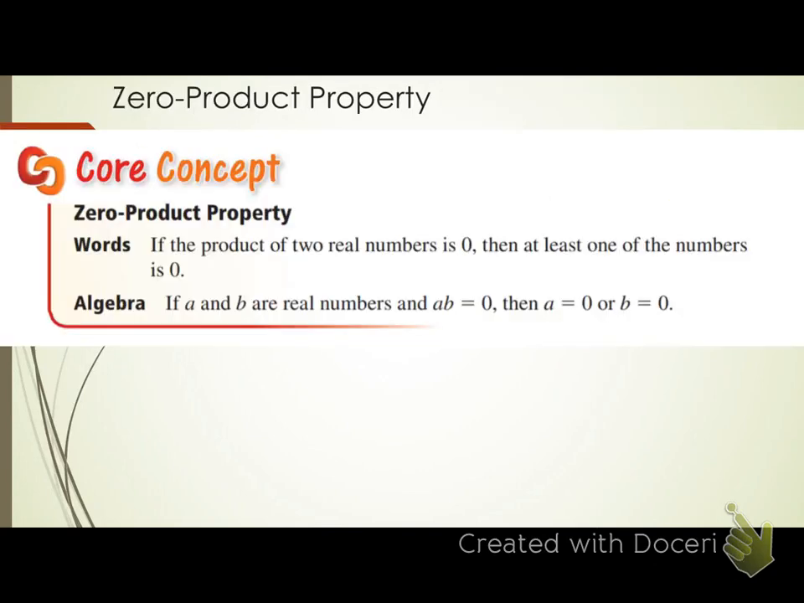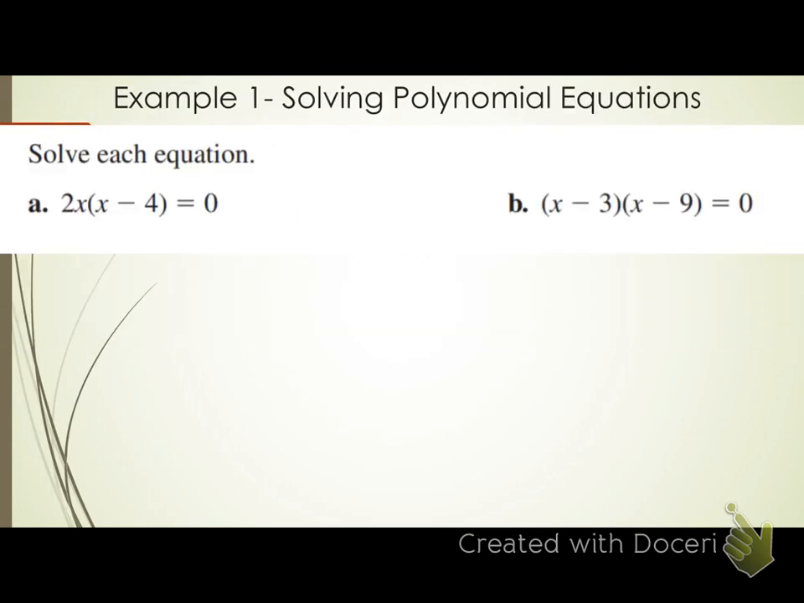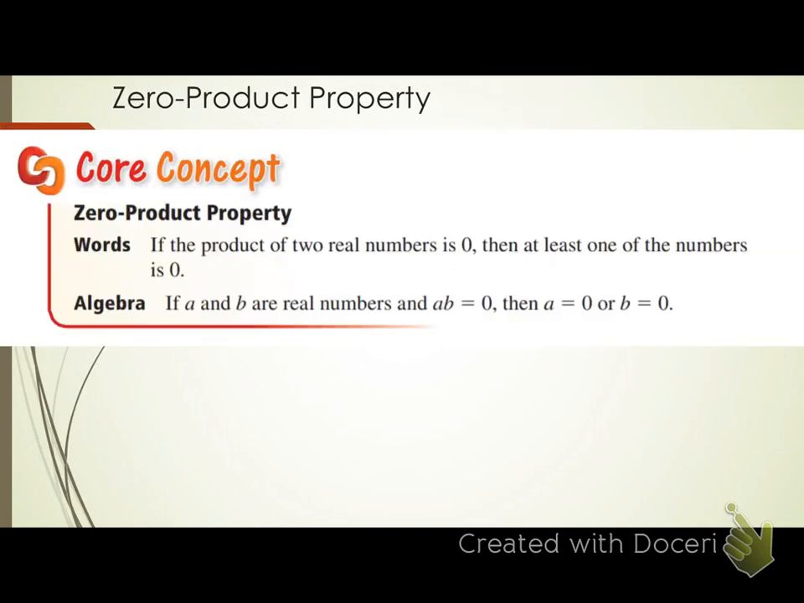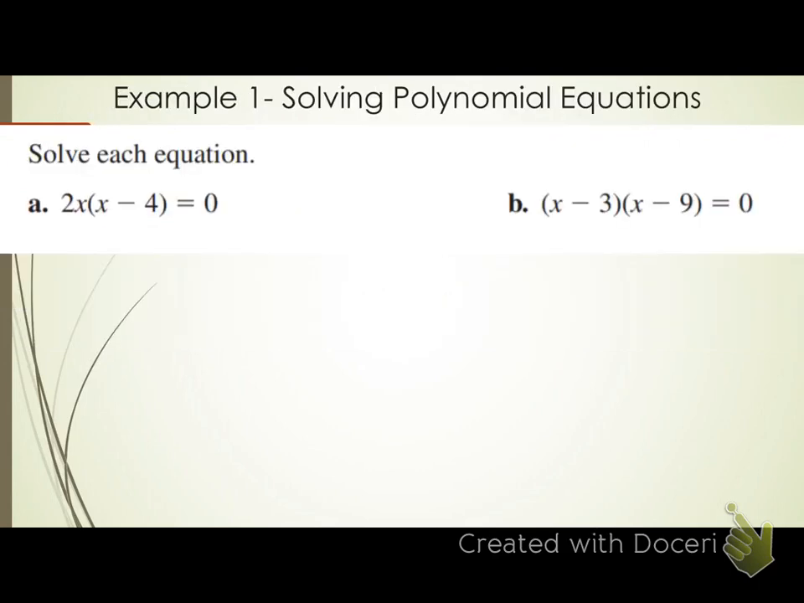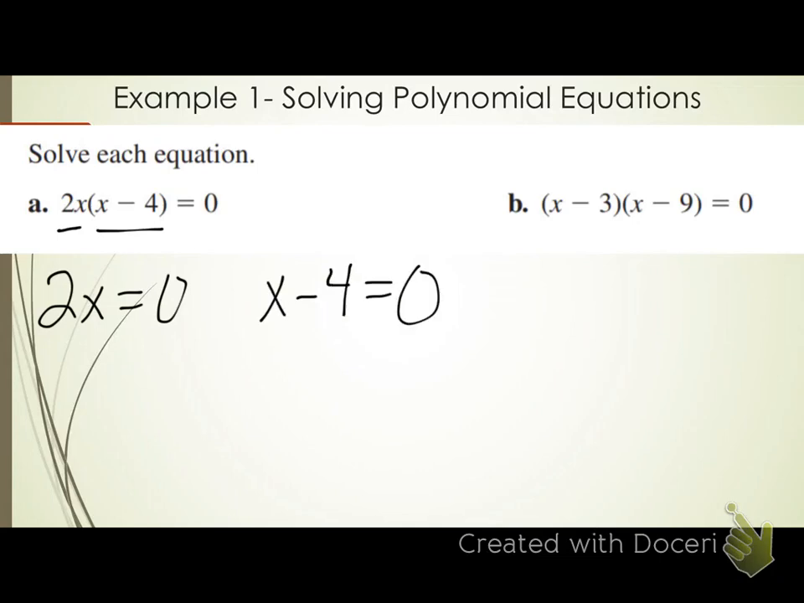If I've got two things being multiplied together, a times b, in this case a is 2x, b is x minus 4, then I know that one of those two things must equal 0, right? So how I'm going to do this is I'm going to take each factor, 2x, x minus 4, and set them equal to 0. Okay? I'm going to do 2x equals 0, x minus 4 equals 0. Because I know one of these two polynomials must be 0. So I'm going to find all values of x that make this equation equal 0.